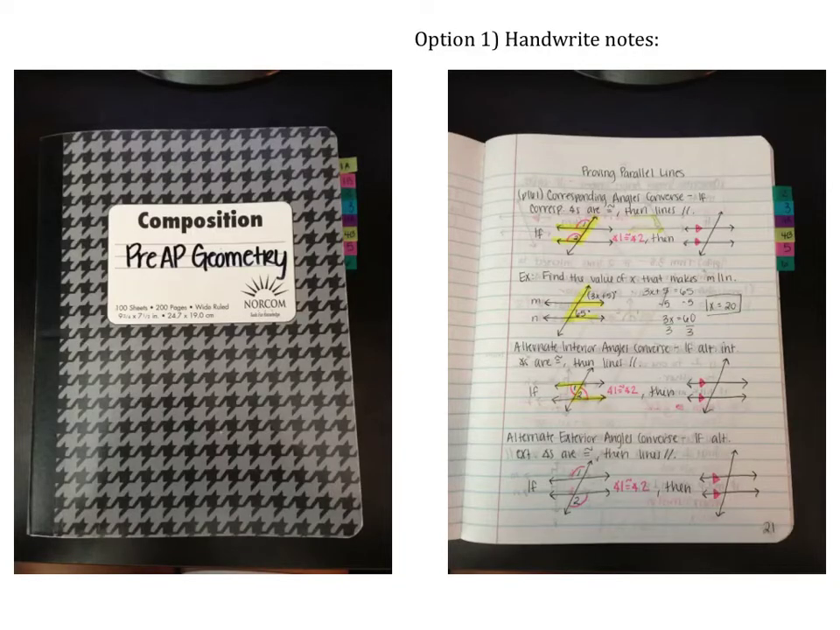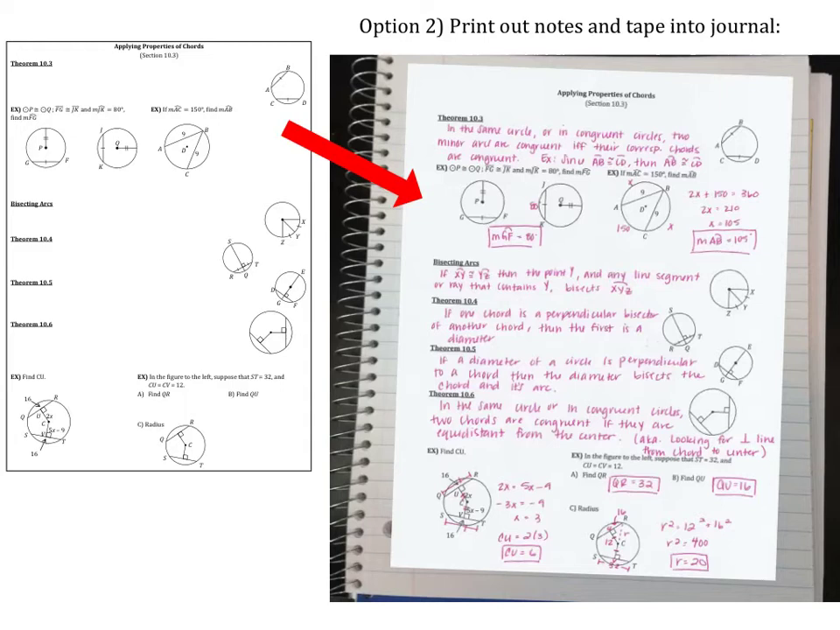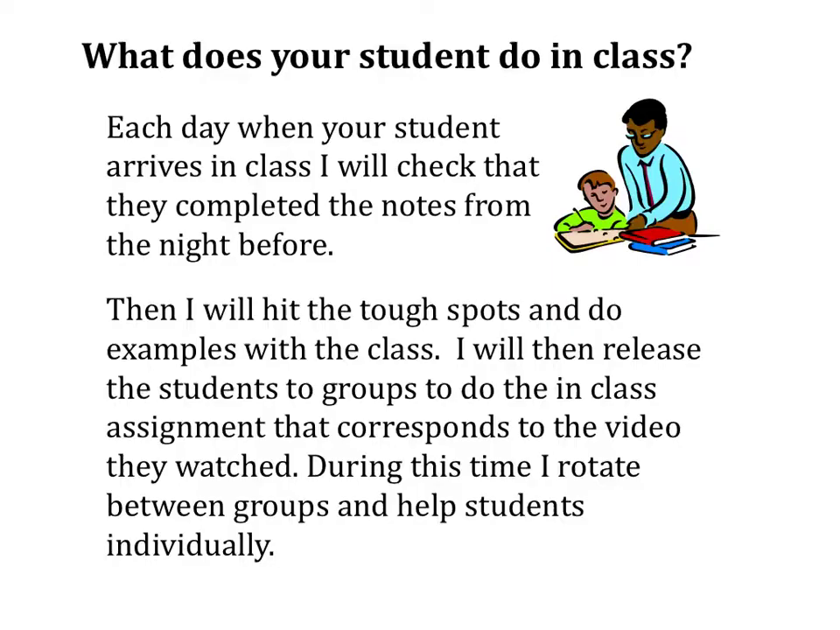Here is an example of what a journal would look like and the handwritten notes versus the option to print out the notes on the left. You'll see this is what your notes would look like when you download them off the internet, and then this is what I expect to see when they turn them in class.